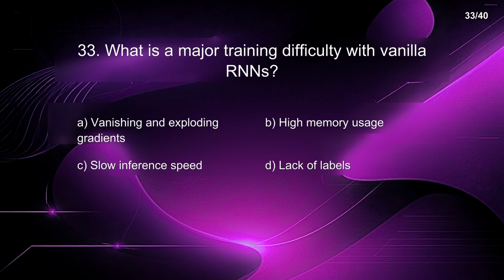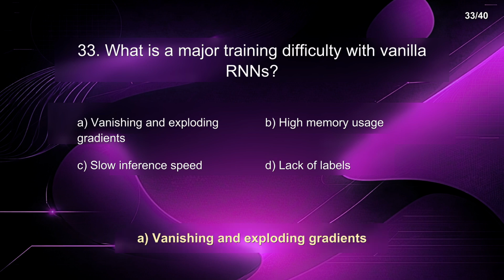33rd question. What is a major training difficulty with vanilla RNNs? A. Vanishing and exploding gradients. B. High memory usage. C. Slow inference speed. D. Lack of labels. Correct answer is A. Vanishing and exploding gradients.